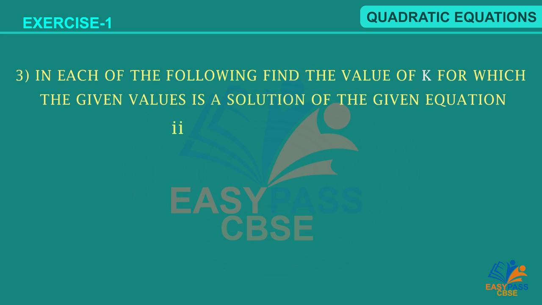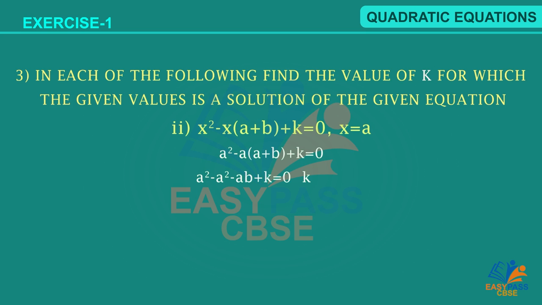Second one, x square minus x times a plus b plus k is equal to 0, x is equal to a. That means x is equal to a is a solution of this equation. Put x is equal to a on the left side, you get a square minus a times a plus b plus k equal 0. On simplifying, you will get k is equal to a by b.